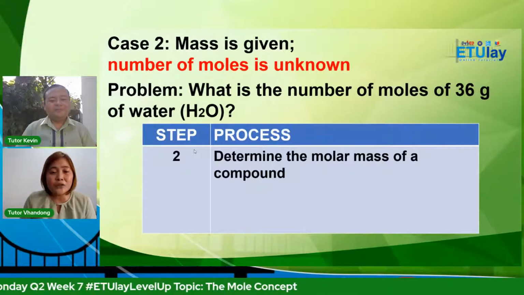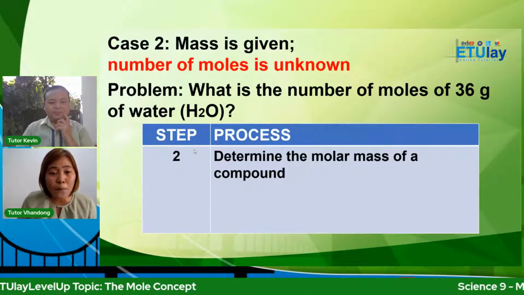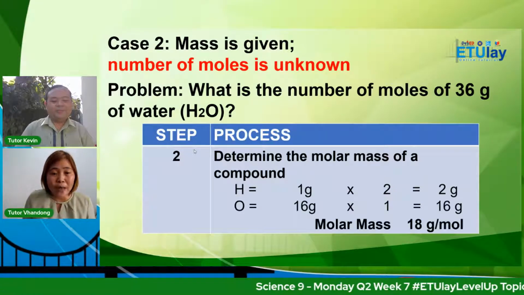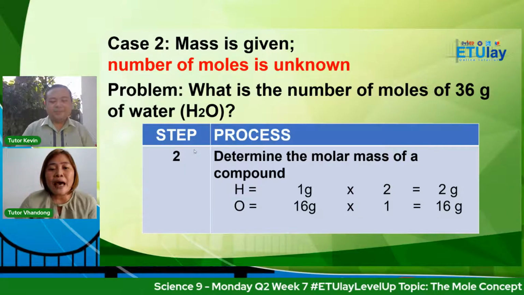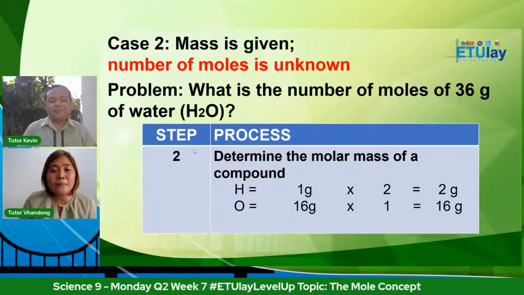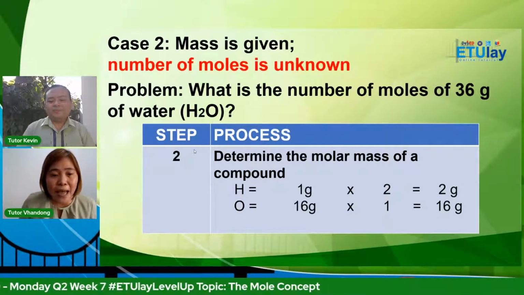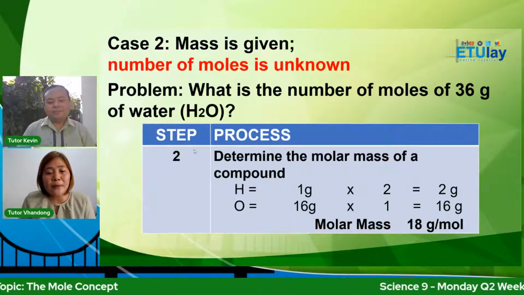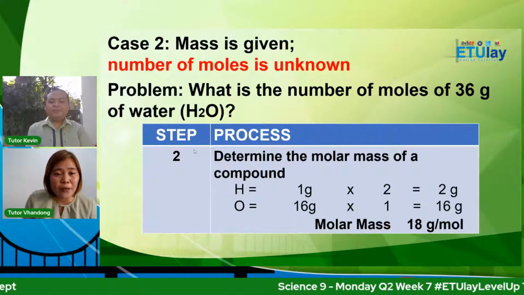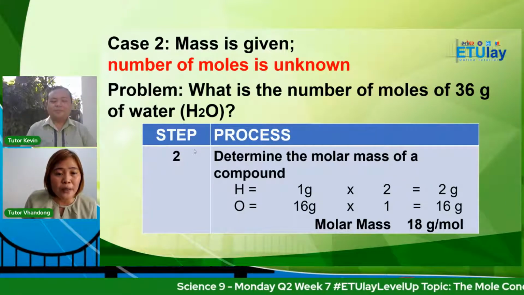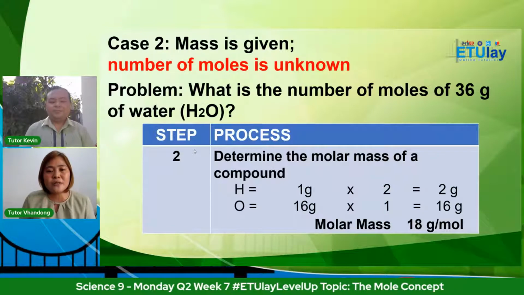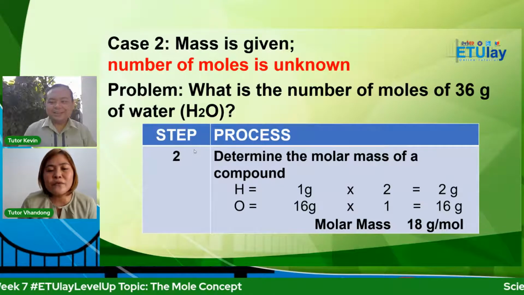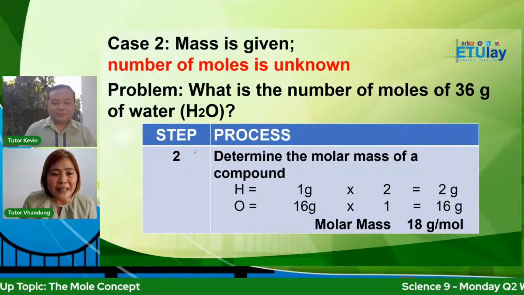Okay, so solve natin, Tutor Kevin. Let us determine the molar mass of a compound. So ano-ano ba yung mga element present? Obviously, we have hydrogen and we have oxygen, Tutor Kevin. So we have 1 gram for hydrogen, okay? And we have 16 grams for oxygen. Okay, so dahil yung H ay multiply natin sa 2 because it has number of atoms. H2O, number of atoms is 2 for hydrogen. So it's multiplied by 2 and oxygen is 1. So 2 and 16. So molar mass is 18 grams per mole.